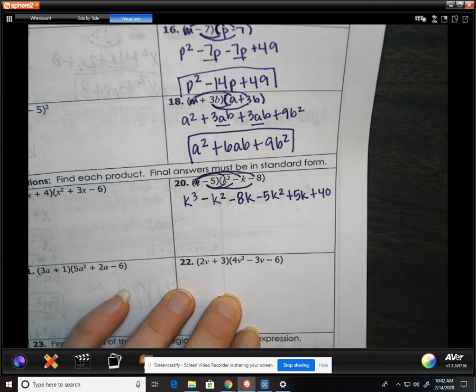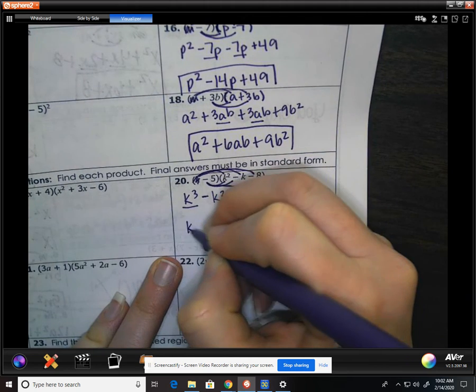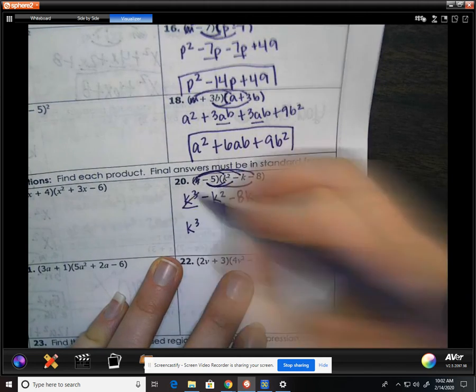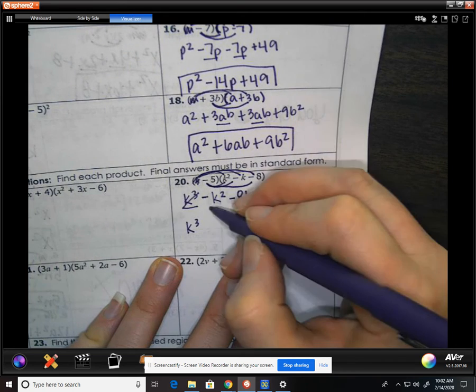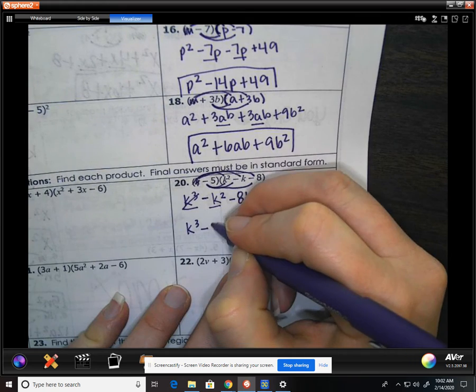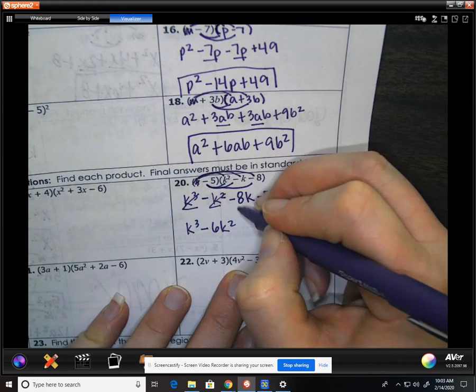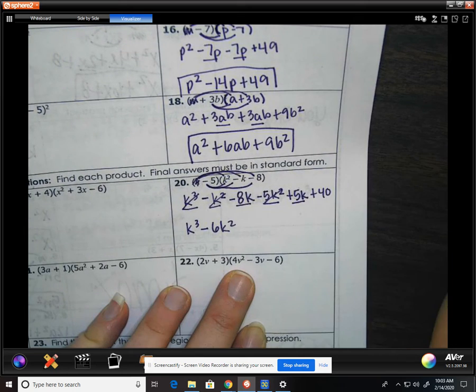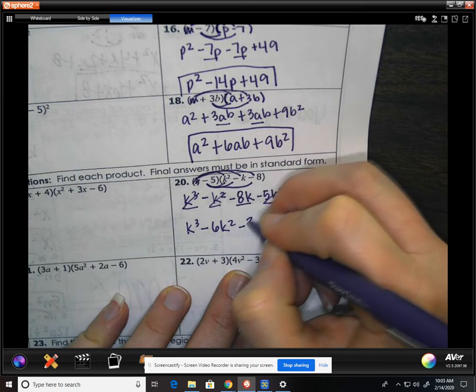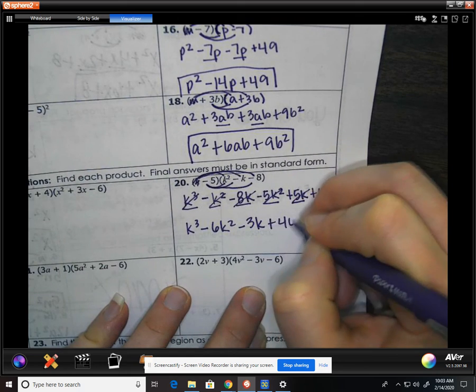Okay, so I'm going to look for my terms that are similar, and I have a k to the third, so I start with that one, so k to the third. I'm not going to use that one anymore because there's no more. And then I move to k squared, so a -1 and a -5 add to give me -6, and I keep k squared. I'm done with the k squareds. So then I move to the -8 and that +5, which gives me a -3k. Done with those two pieces, and I bring down the +40.